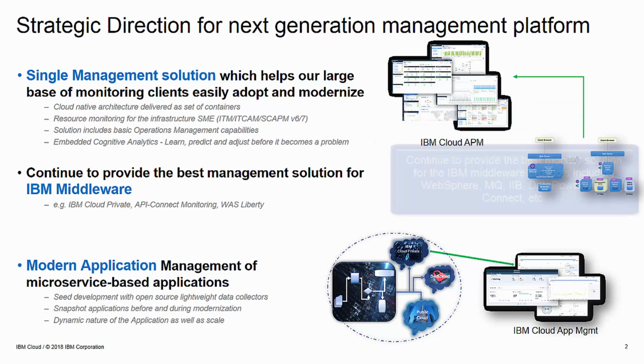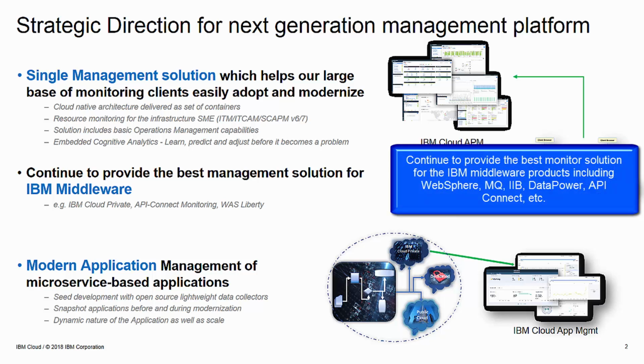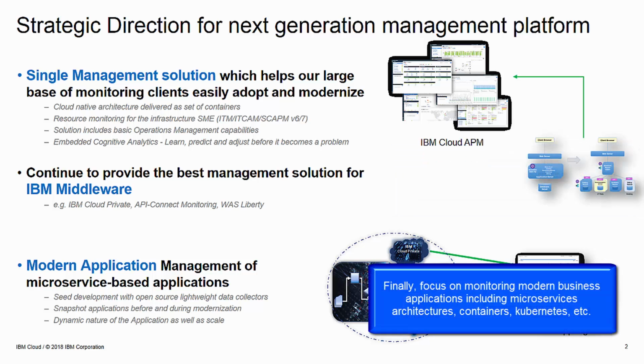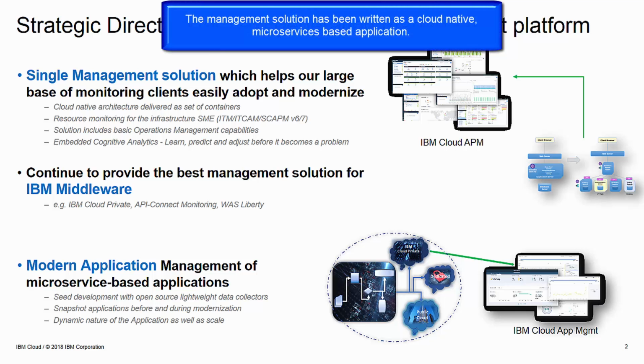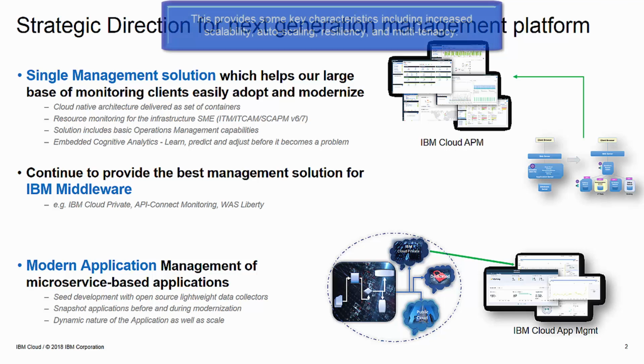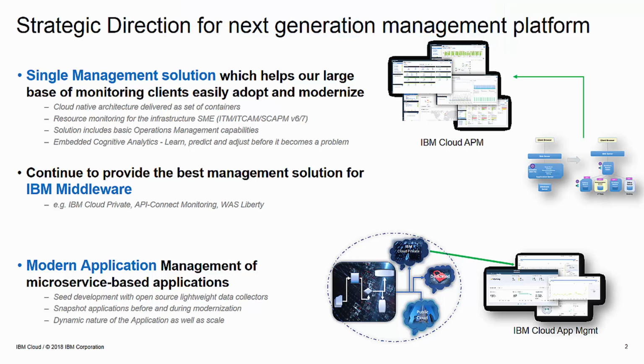management solution. The second thing was to ensure that IBM continues to provide the best management solution for the key IBM middleware products like WebSphere, MQ, DataPower, IIB, API Connect, etc. And finally, to focus on monitoring of modern business applications that are microservices based, running in environments like Docker, Kubernetes, etc. The solution has been written as a cloud-native microservices based architecture. This provides a number of key capabilities like increased scalability, auto-scaling, out-of-the-box resiliency within the product, and the solution is also multi-tenant. Let's take a look at the product.